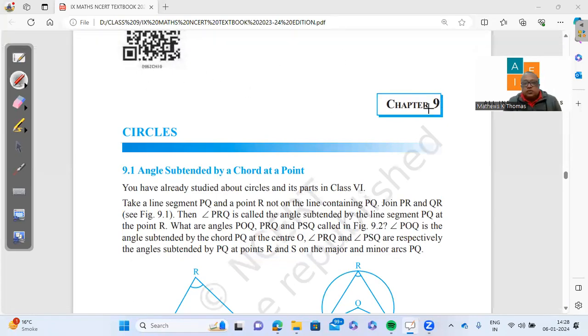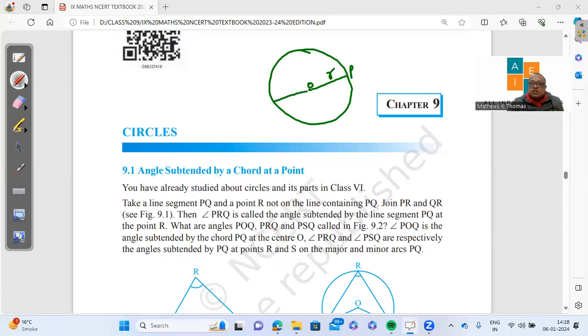So chapter 9 is circles, and before we discuss the theorem and the problems, first let me explain to you the parts of a circle. So if I have a circle, normally the center of the circle is represented by O. If I join O to any point P on the circle, this becomes the radius. So radius is the distance from the center to the circumference. This is the circumference, right?